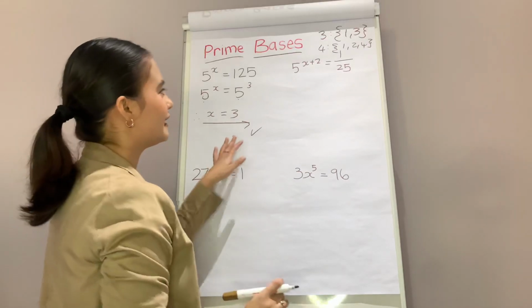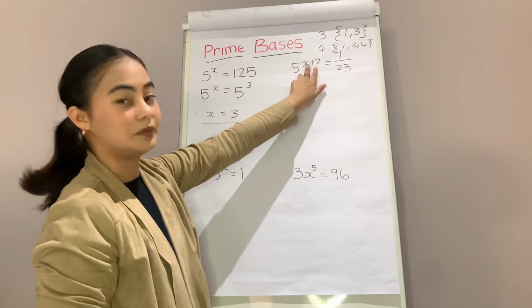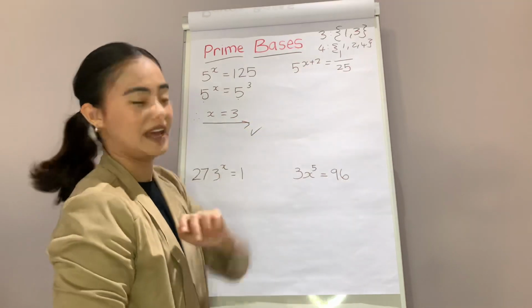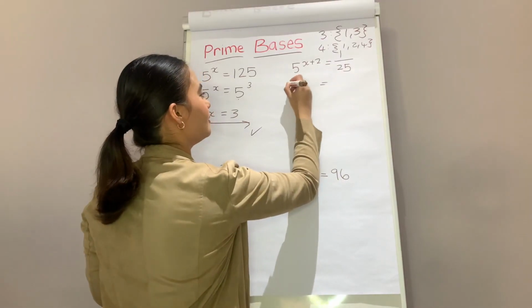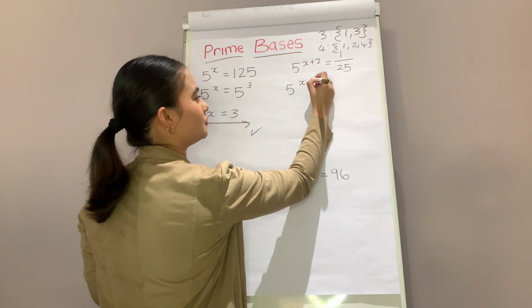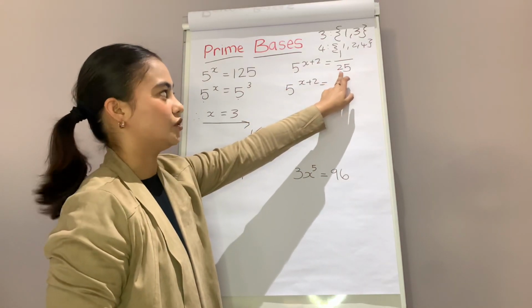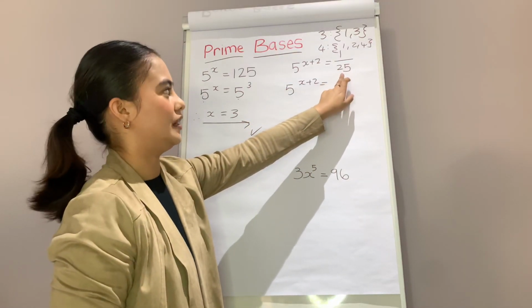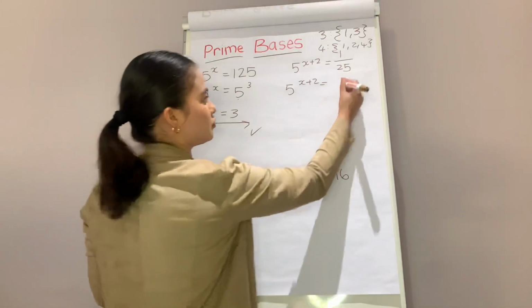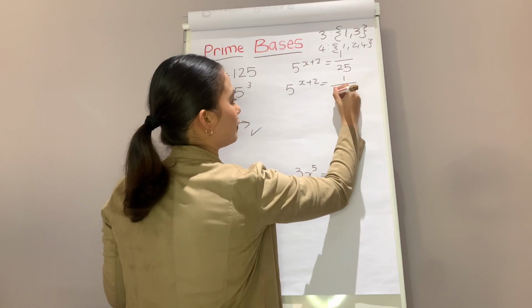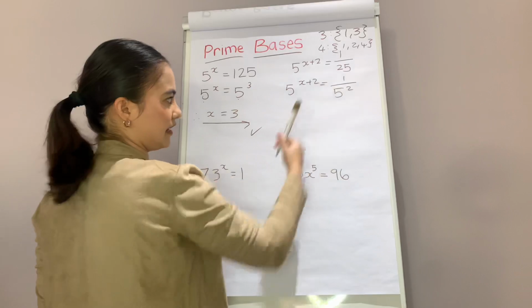Okay, next we move on to one that's a bit more complex. Here we've got multiple things going on in the exponents and we have a fraction. So let us start. 5 to the power of x plus 2. Now 25, I know that is not a prime number. So let us change it so that it has base 5. So this will be 1 over 5 to the power of 2 because 5 times 5 is 25.